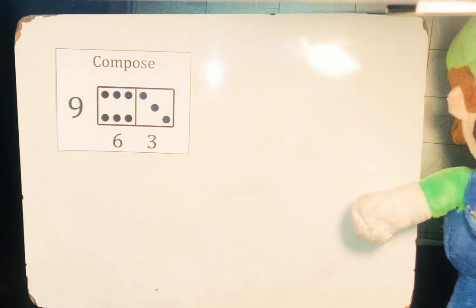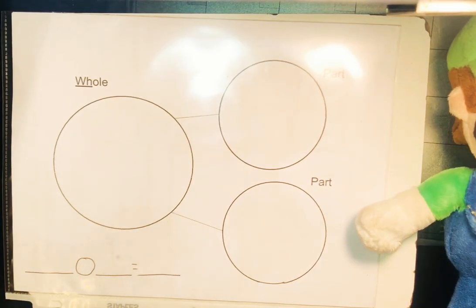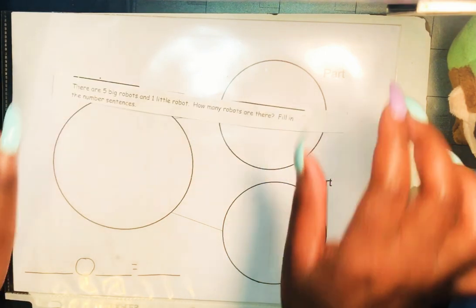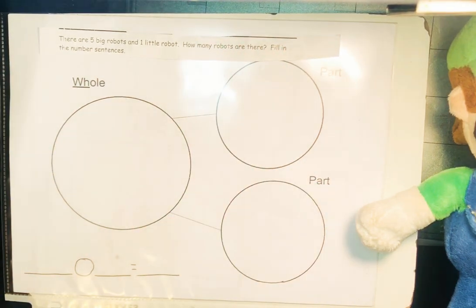All right, boys and girls, let's get started. So today we're going to be using word problems to help us fill in our number bond and write a number sentence. So I'm going to do the first one, and then we're going to do one together. So the first one is, there are 5 big robots and 1 little robot. How many robots are there? So I have 5 big robots and 1 little robot. How many robots do I have altogether?